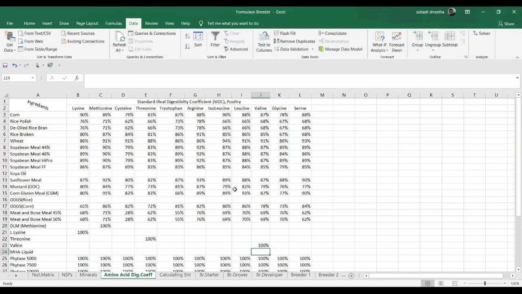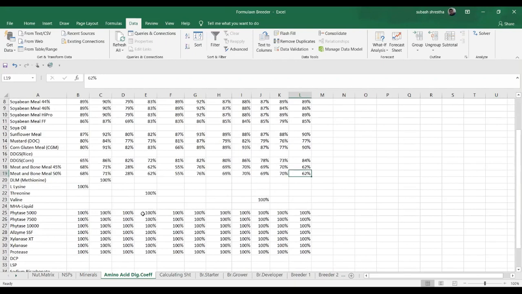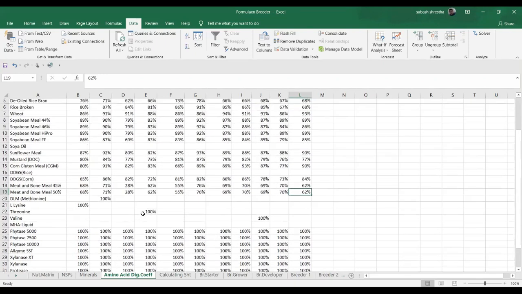For tryptophan, it is 79%. Sunflower is better than mustard DOC on a digestible basis, and soya is better digestible than mustard in terms of digestibility. And if you see meat and bone meal, the digestibility is much lower than the cereal-based diet, than the plant source. Probably it is due to the rendering process that the digestibility has gone down. And for the enzymes, I have kept all at 100%, because the matrix is only given on a 100% digestible basis.